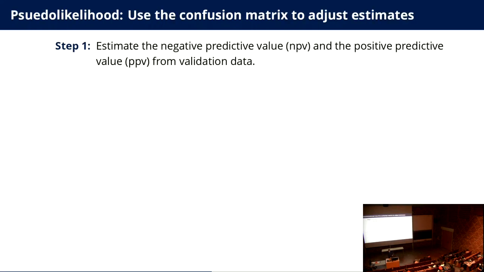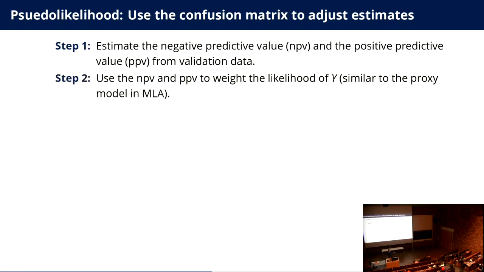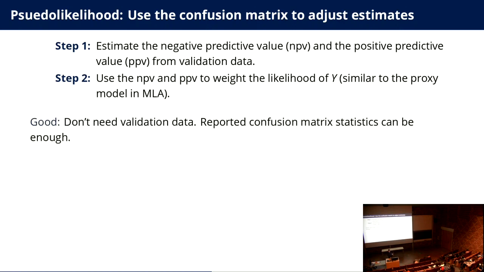Okay, and there's one other thing we tested, which is the pseudo-likelihood method. The idea here is that instead of actually using validation data, you just use summary statistics from that validation data, for example the negative predictive value and the positive predictive value. These are things you would get from the confusion matrix. Then, similar to what we're doing with MLA, the maximum likelihood adjustment that we're introducing, you can use these statistics to weight the likelihood of Y. The good here is that you don't need validation data. You can just use these confusion matrix statistics.